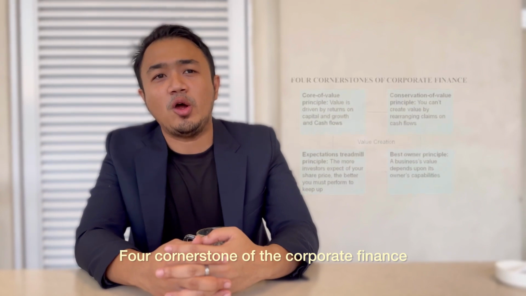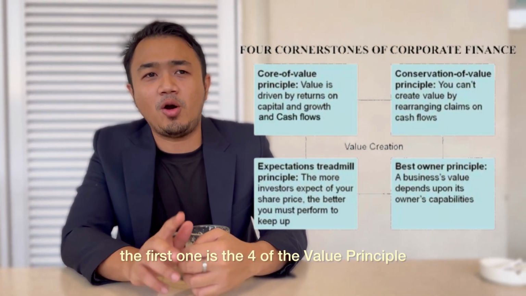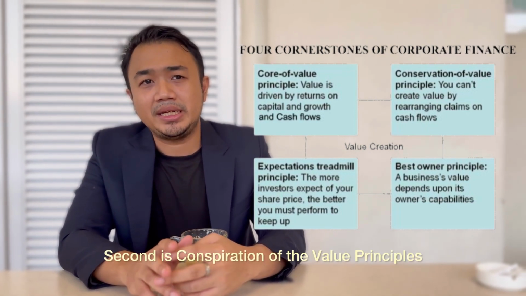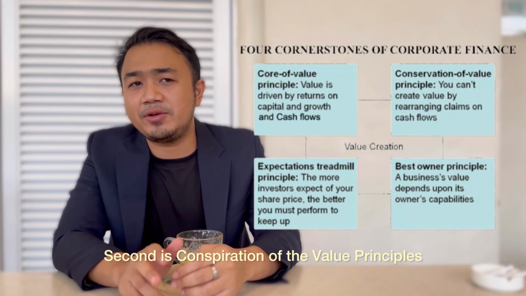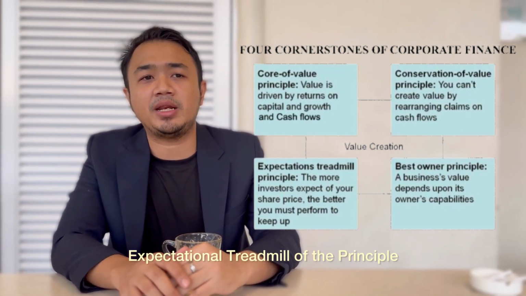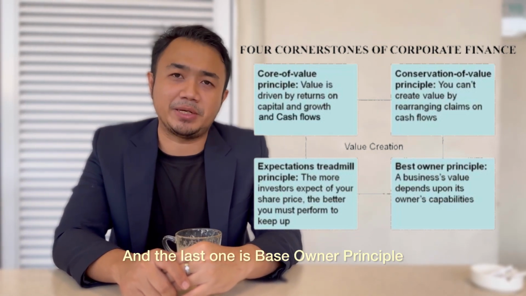Four cornerstones of corporate finance. The first one is the risk and return principle. Second is the conversion of value principle. Third, the expectations treadmill principle. And the last one is the agency owner principle.